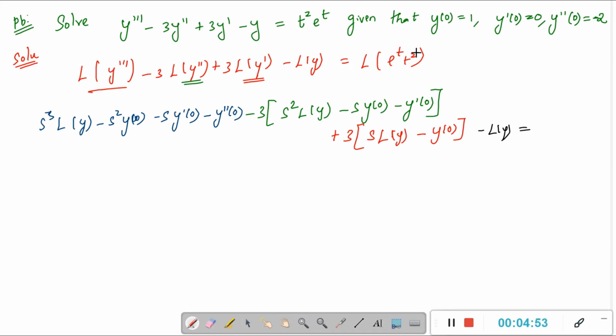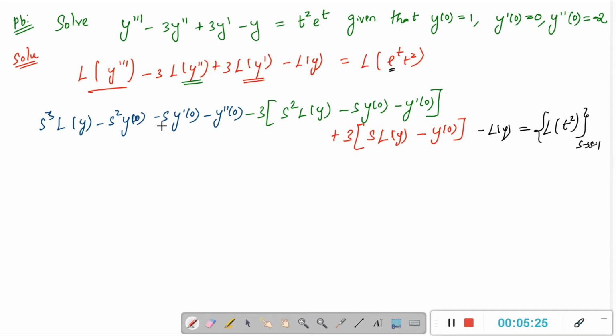if you find the Laplace transform of e power t into t square, it is nothing but instead of s you can apply s minus 1. That means, after finding the Laplace transform of t square, you have to substitute s by s minus 1. Now I am going to apply the initial conditions y of 0 equal to 1, y dash of 0 equal to 0, y double dash of 0 equal to minus 2.